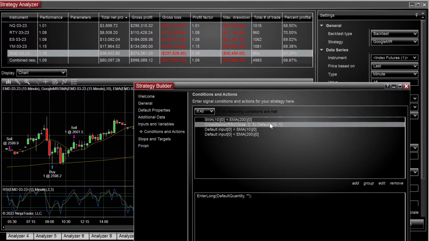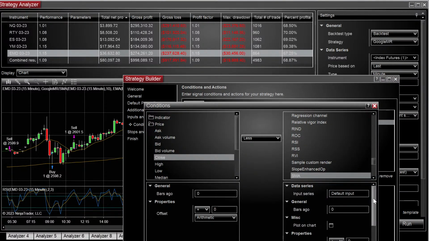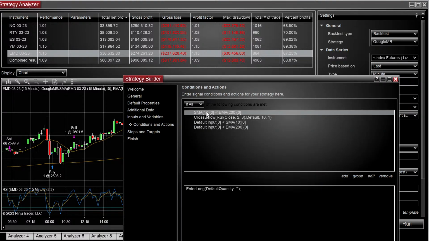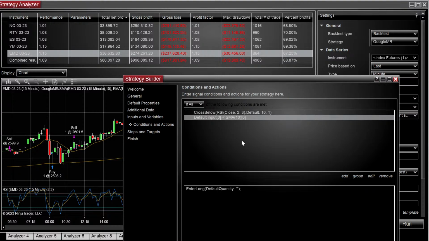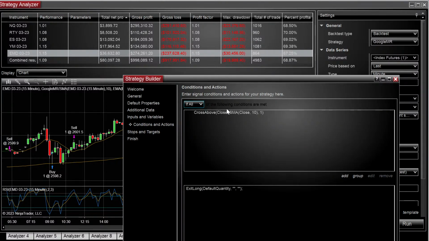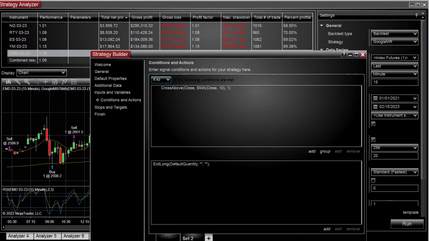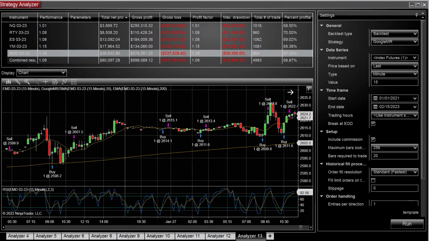Cross below the 2, cross below the 10. Closes less than the 10. Okay, that's all I need really. So 2-period RSI crosses below the 10, and the close is less than the 10. Basically just removing the 200 EMA part of it, which will probably give us way more trades.